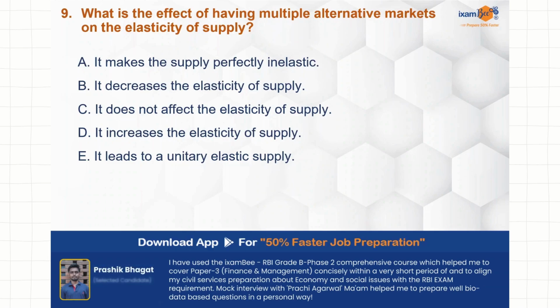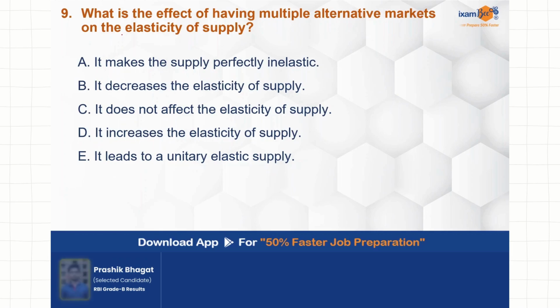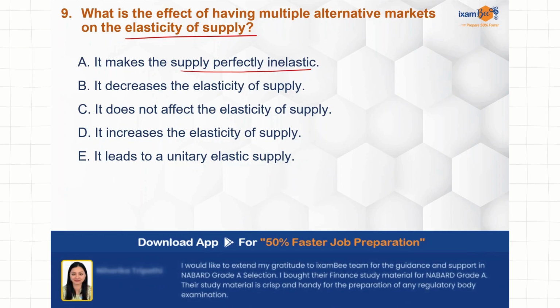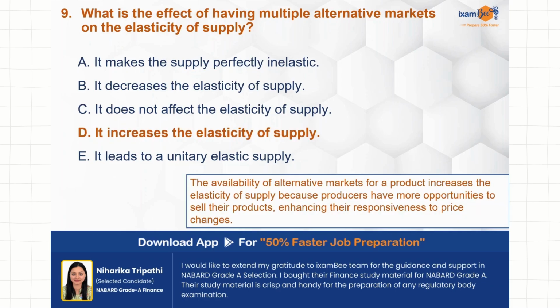Next question is related to your economics. What is the effect of having multiple alternative markets on the elasticity of supply? So if you are having more than one market, that means an alternative market is already there. So what will be the impact on the elasticity of supply? Whether it will make supply perfectly inelastic, or it will decrease the elasticity, or it does not even affect the elasticity of supply. So basically the presence of an alternative market will definitely increase the elasticity of supply, right?